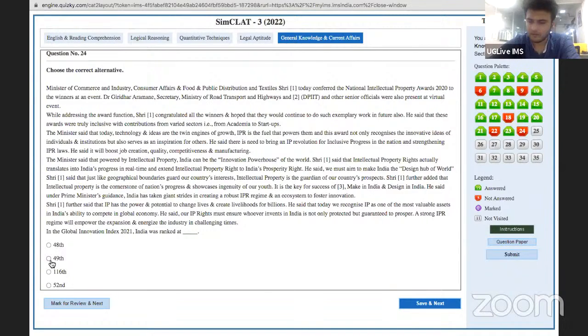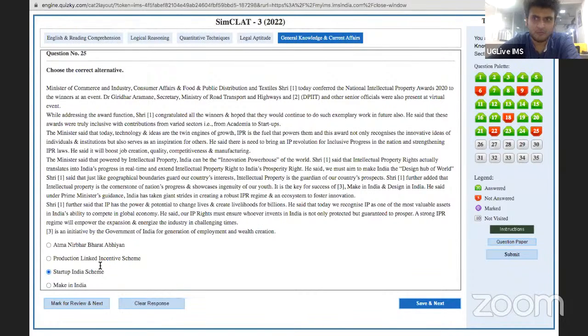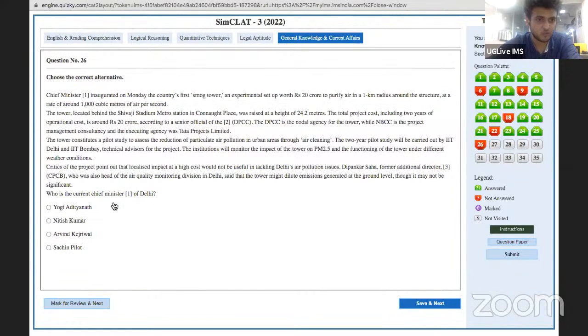Right. Absolutely correct. All right. Dash is an initiative by the government of India for generation of employment and wealth creation. So between Make in India and startup, it is startup. How much time do I have? I've already spent 15 minutes. That is just too much.